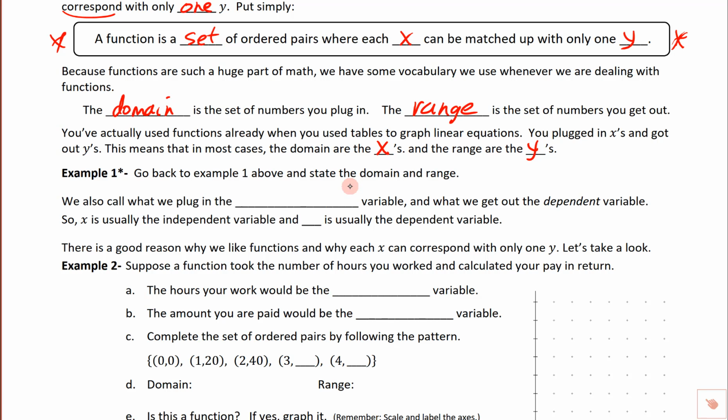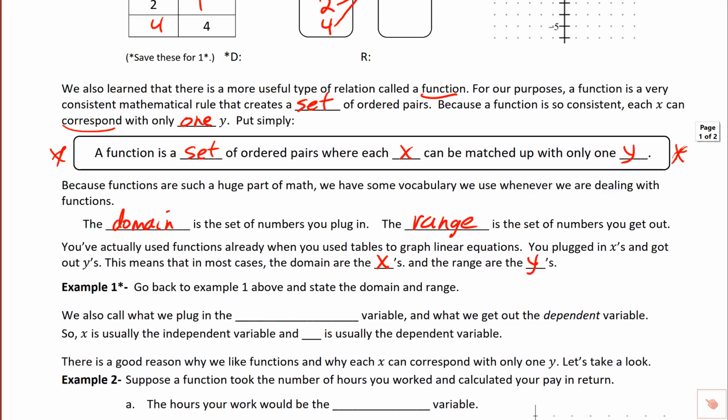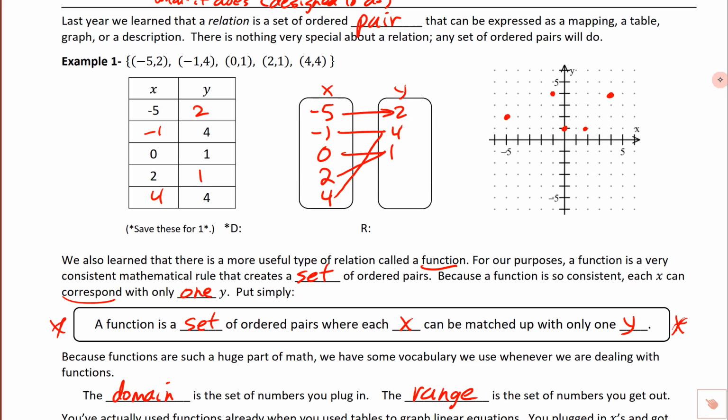So we're going to go back up to this example above, and we're going to figure out what the domain is and what the range is. So remember, the domain is the set of x's. So the domain, what we plug in, and I'm going to do my set brackets right here, we can plug in a -5 on this one. We can plug in a -1. We've got an x of 0, we've got an x of 2, and we've got an x of 4. And then I'll close that set bracket right there.